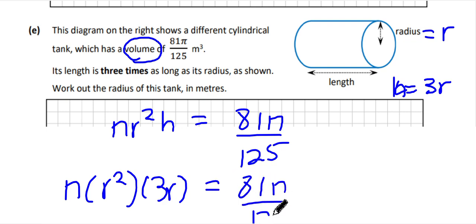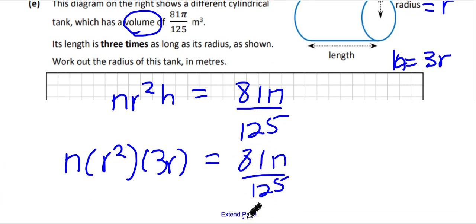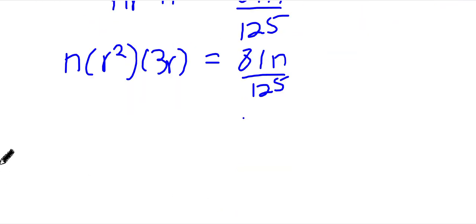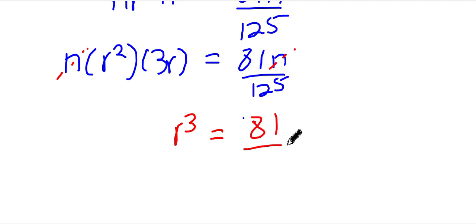Now, here's where things get a bit awkward, okay? Is there a pi on both sides? Is the pi being multiplied on both sides? Yeah, it's pi multiplied by r squared multiplied by 3r on the left, and it's 81 multiplied by pi on the right. Therefore, the pi's can cancel. Nextly, what's r squared multiplied by r? R cubed. And that's 81 over 125. I forgot the 3, didn't I? The 3 is multiplying on the left, which means on the right it's going to be division.